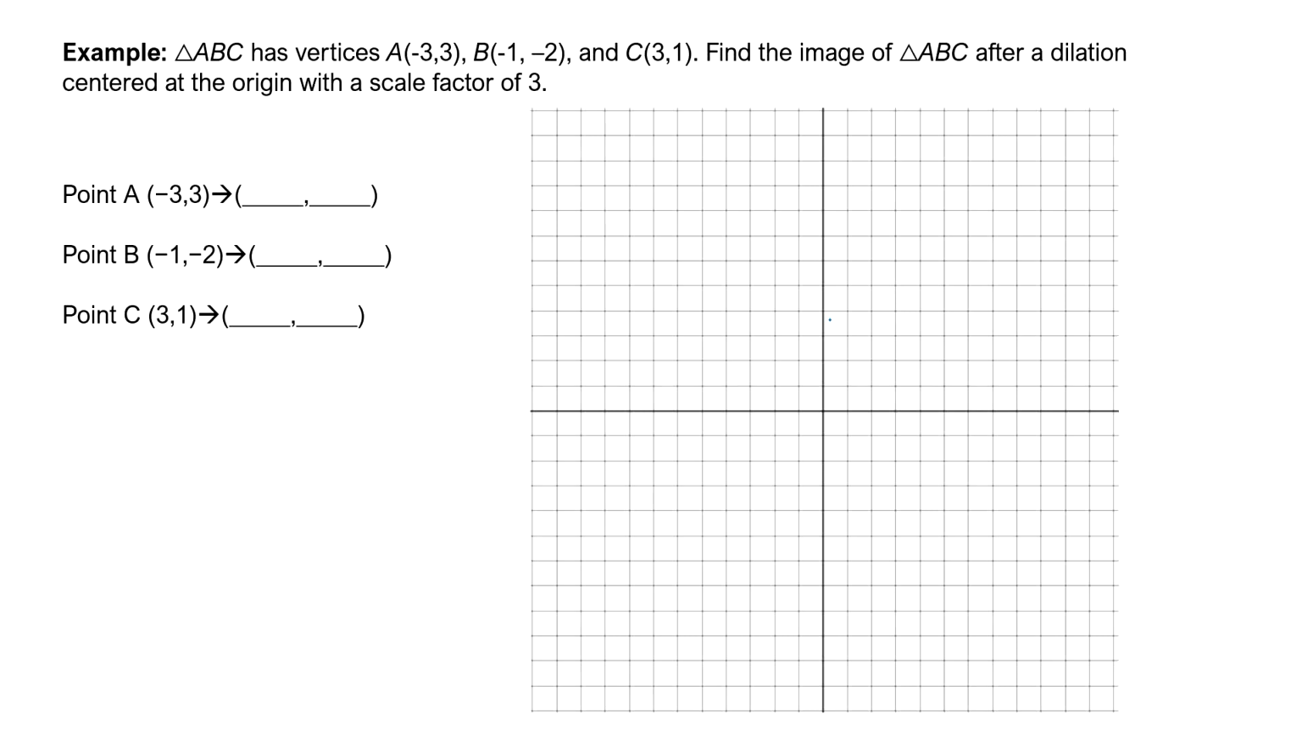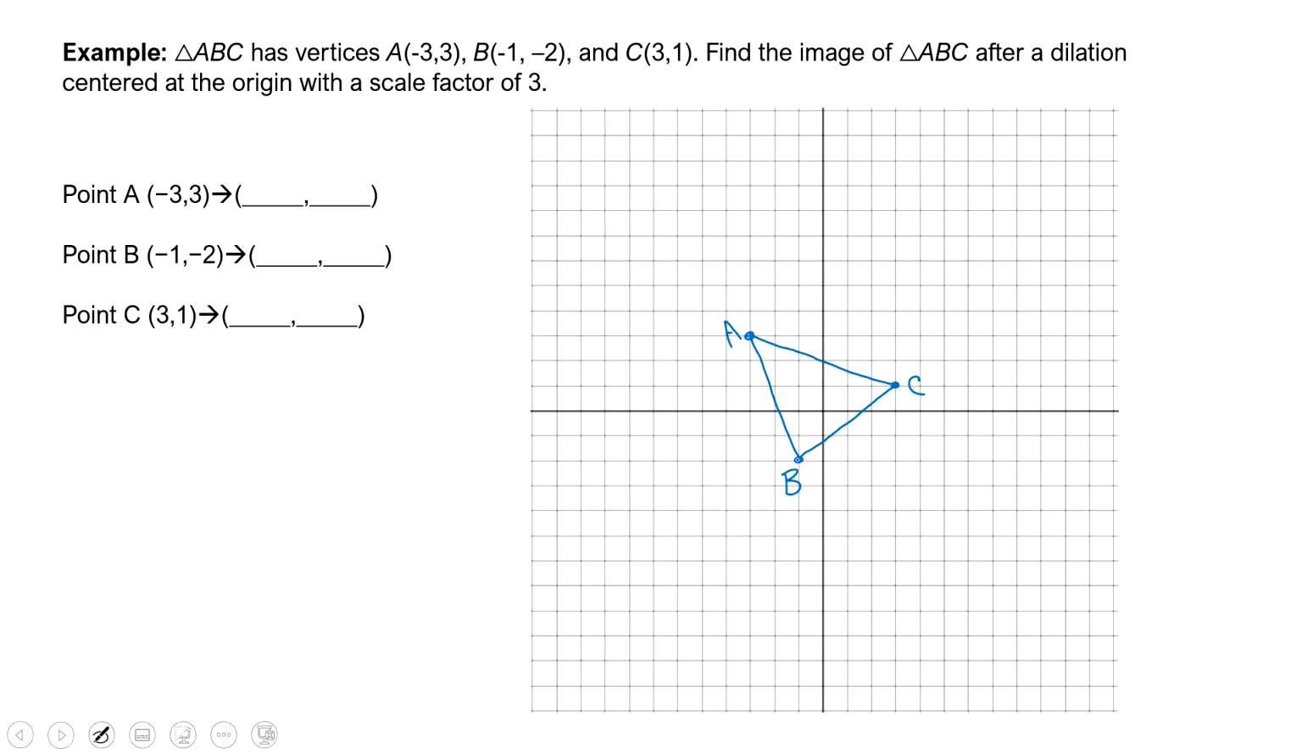We have these points. We want to graph the image of ABC after a dilation with a scale factor of 3. So first, I'm going to plot triangle ABC based on the vertices we've been given on our coordinate grid. I'm told A is at negative 3, 3. So here's my A. B is at negative 1, negative 2. So there's my B. And C is at 3, 1, so here's my C. We have A, B, and C. So these are my points. I'm going to draw on my triangle here. So that's what our triangle looks like originally.